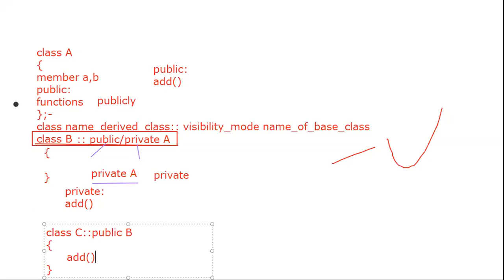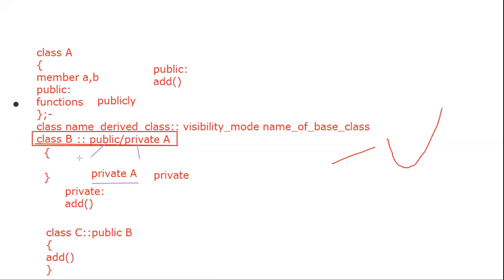Yes? No, it is not available. No, it is not available because it is private to class B. It is only private, or restricted, to only class B. So that's why these two different access specifiers are available.